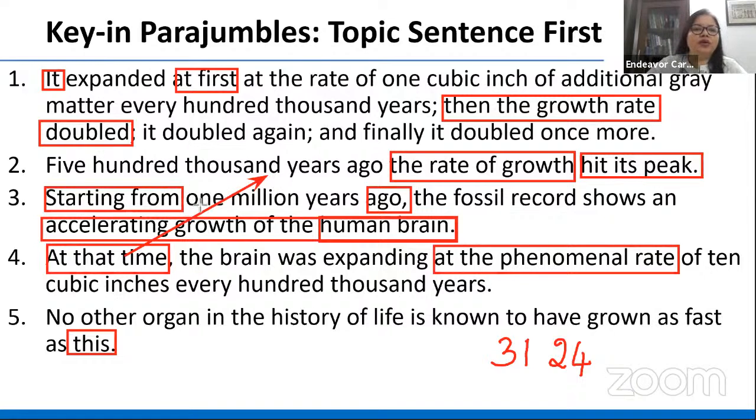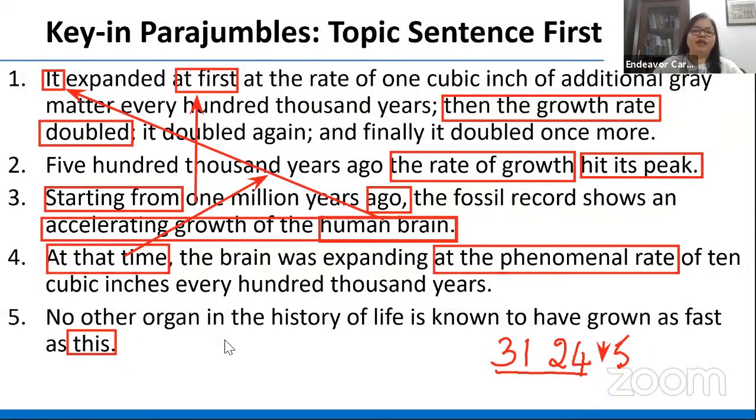Starting from 1 million years ago would be "at first," correct? The human brain is it expanded. So what are we left with here? 2, 4 is a connect, 3, 1 is a connect, 5 should end my sequence. And why should 5 end my sequence? Because 5 is what talks about "as fast as this." The "this" refers to what is described in the previous lines, which means this is my sequence. The sequence has to be 3, 1, 2, 4, 5.